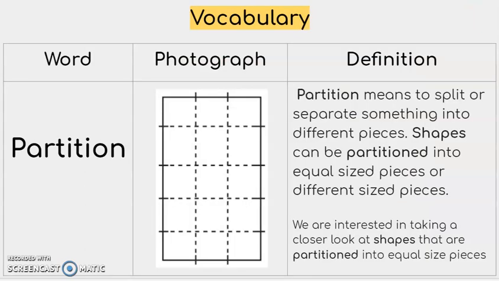If you noticed that the previous rectangle was broken up or divided into squares, you were noticing that the rectangle was partitioned. Partition means to split or separate something into different pieces. Shapes can be partitioned into equal-sized pieces or different-sized pieces. And in math this week, we are interested in taking a closer look at shapes that are partitioned into equal-sized pieces. So you'll notice this rectangle here is partitioned, meaning it's separated or split, and those cubes that it's separated into are all equal size pieces.